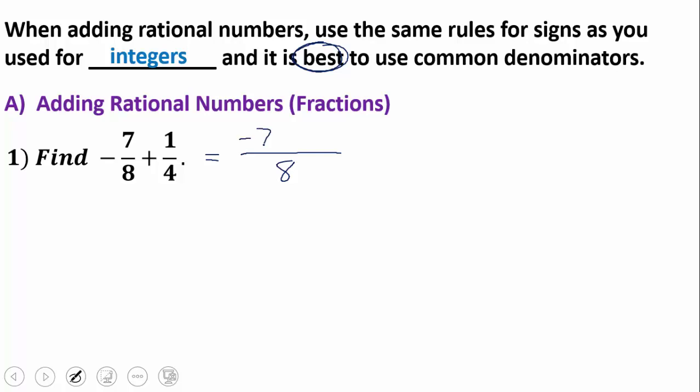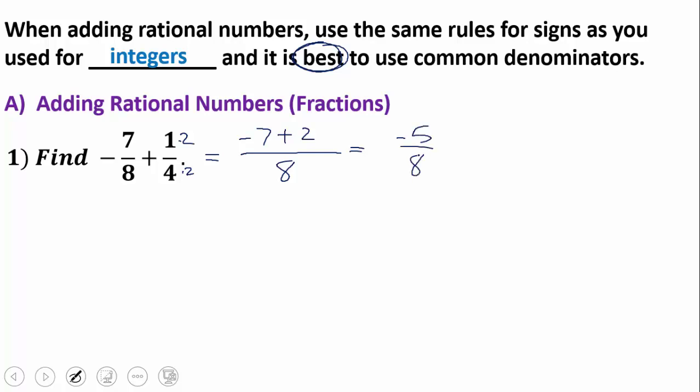And then, what do I do to get from 4ths to 8ths? That's right, I multiply by 2. So 2 times 1, we're adding 2. Next it says to add the numerators. Negative 7 plus 2, using integer rules, I know negative 7 plus 2 is negative 5.